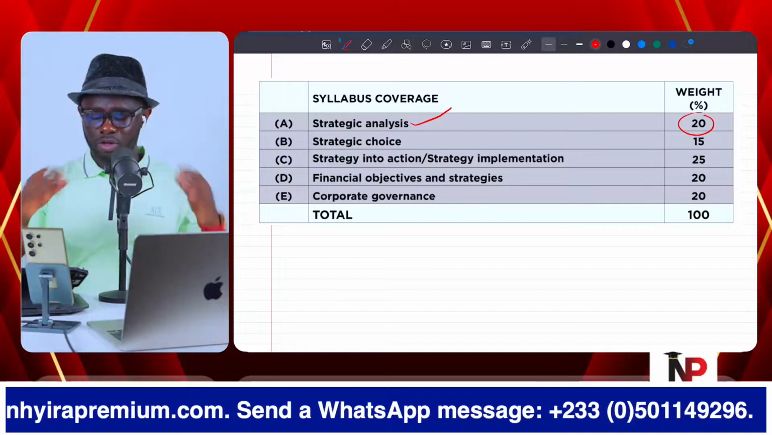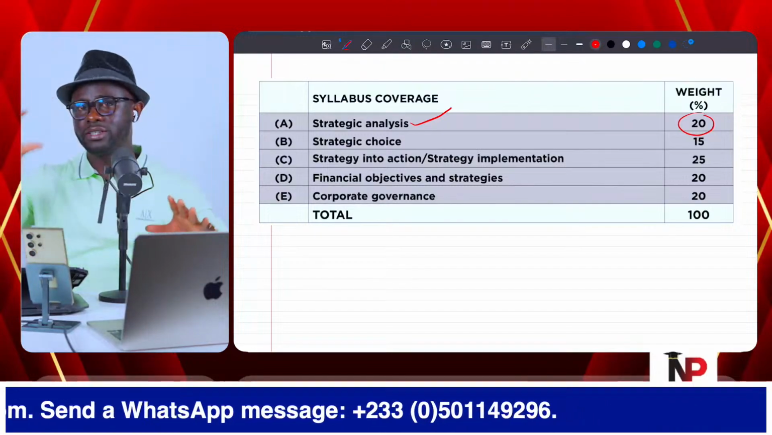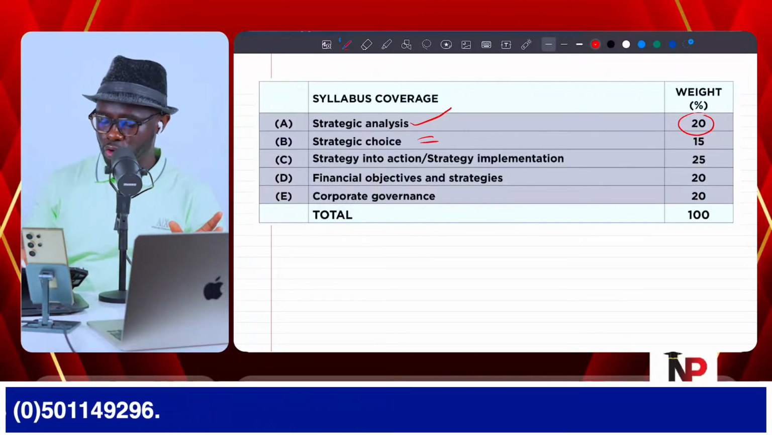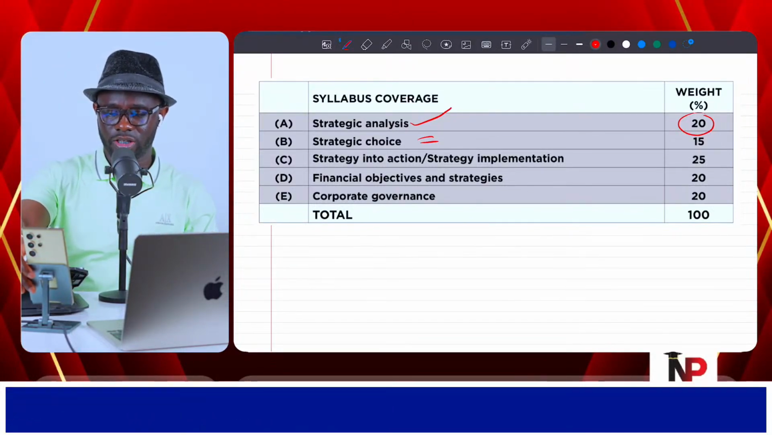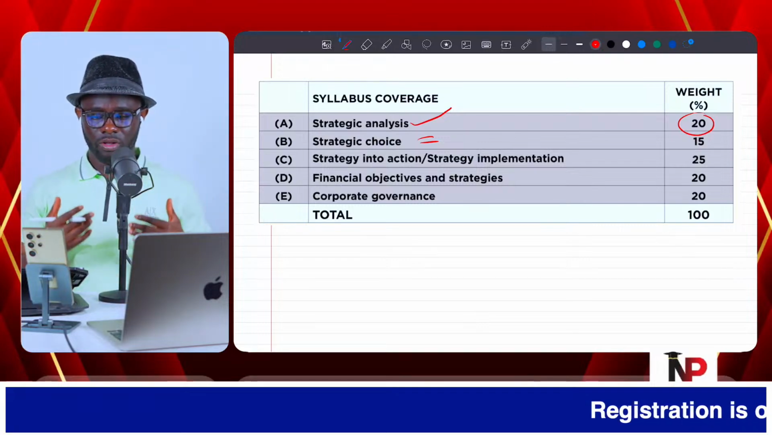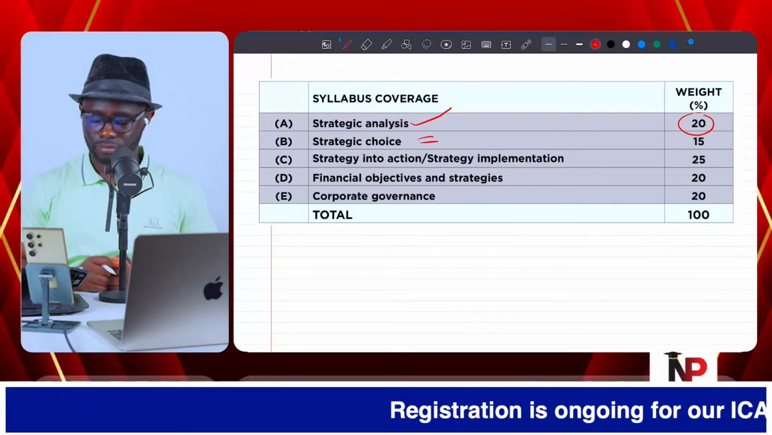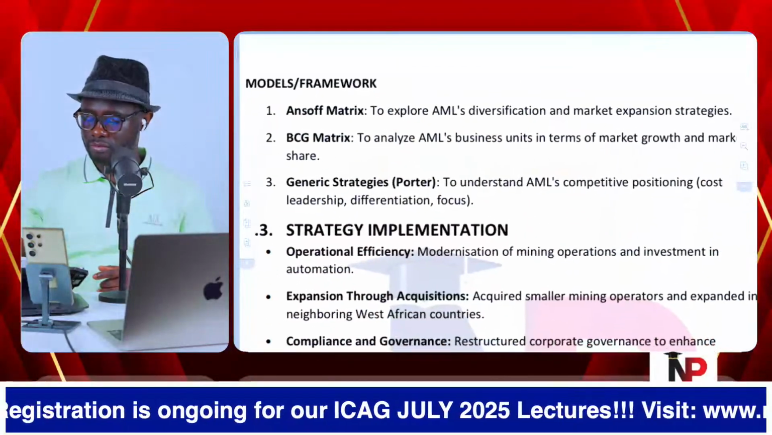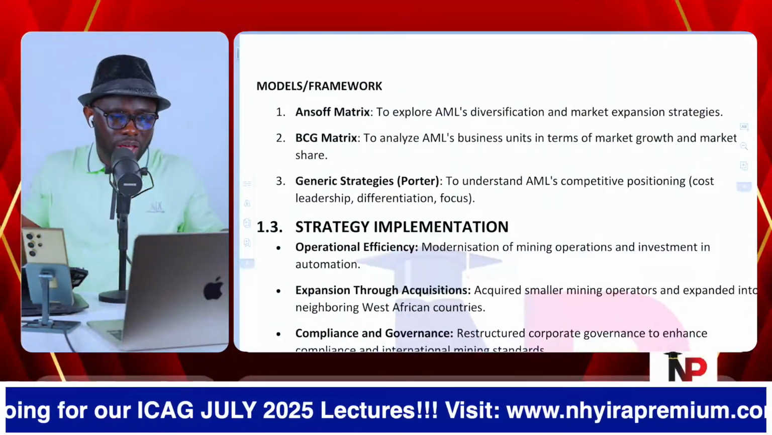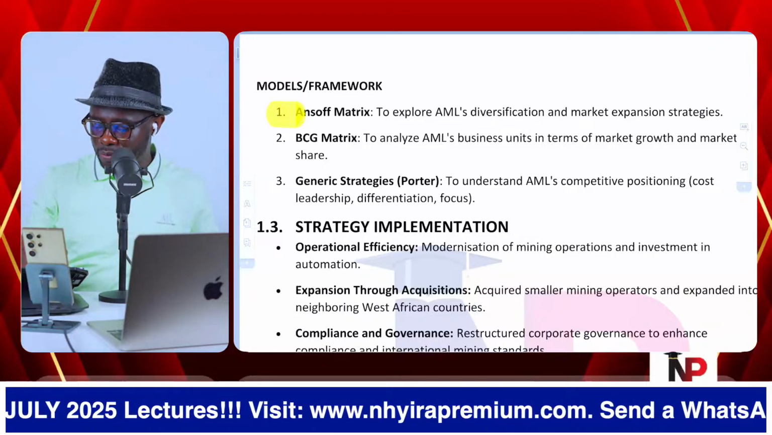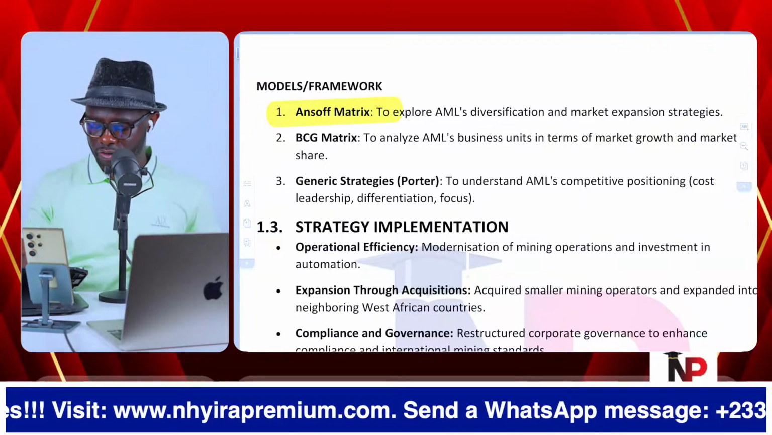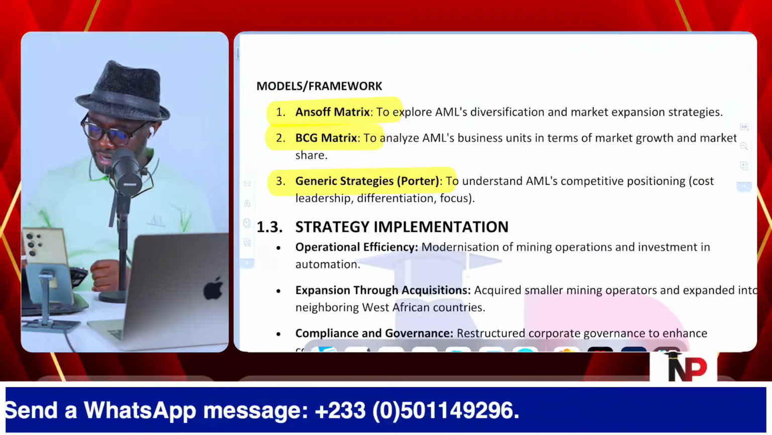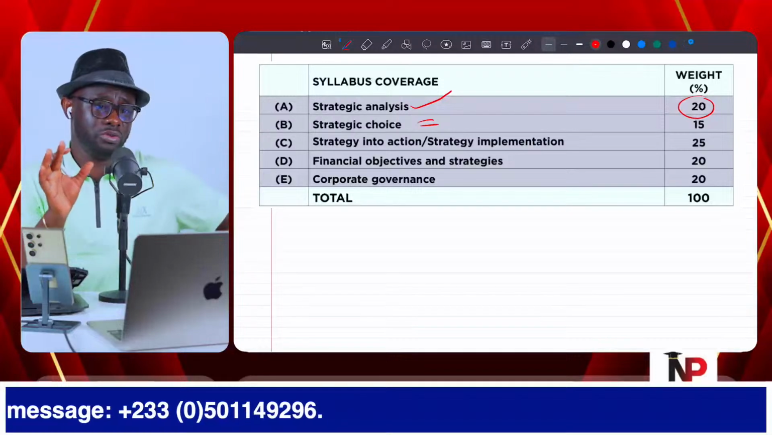Once we are able to analyze the environment and the various capacities of the entity, we come to strategic choice. What are the alternative choices available to the company? And that's the second part, strategic choice. Here, we are going to also be highlighting a couple of models, like the Ansoff growth matrix, like the BCG matrix, like the Porter's generic strategies, and a lot of issues here.